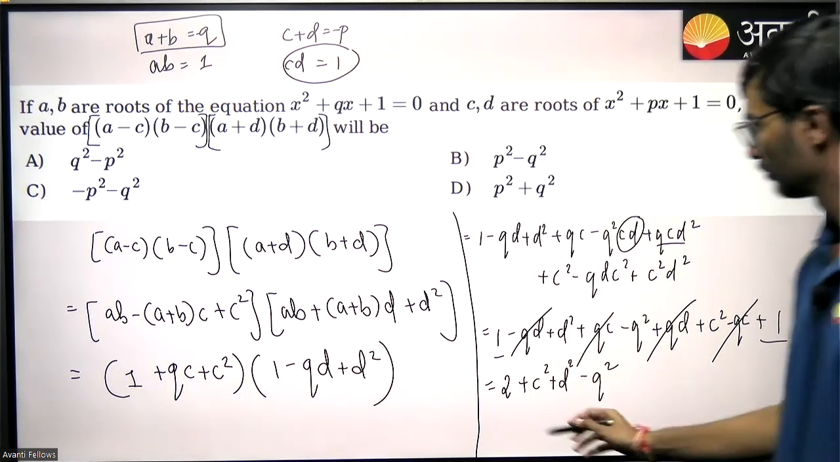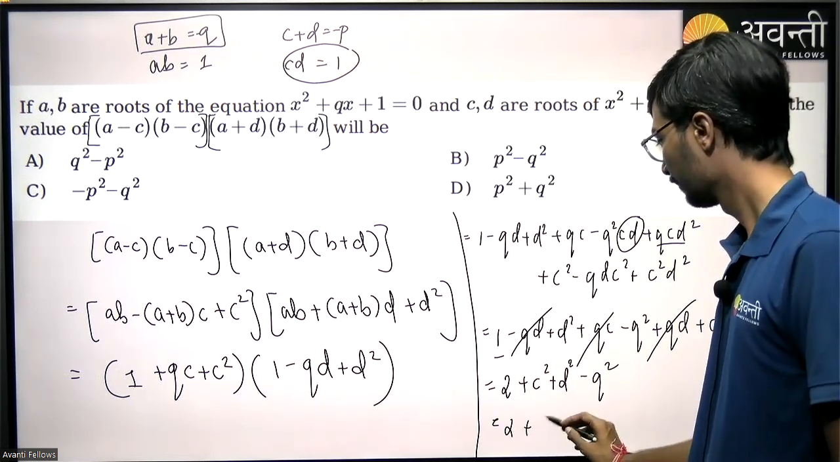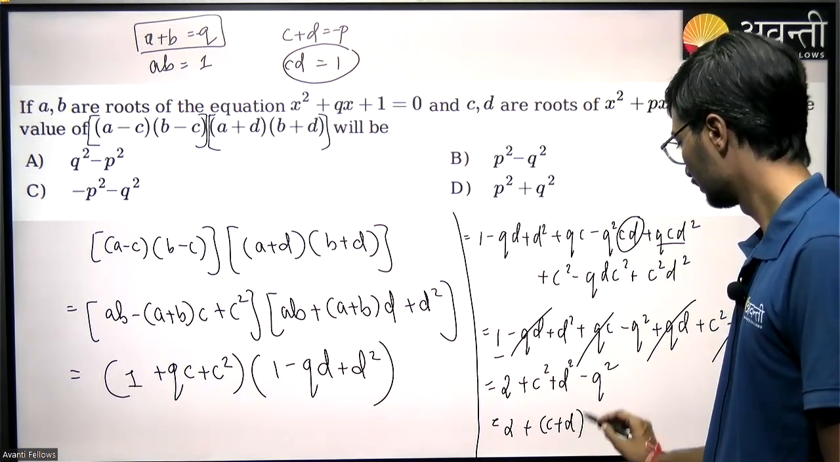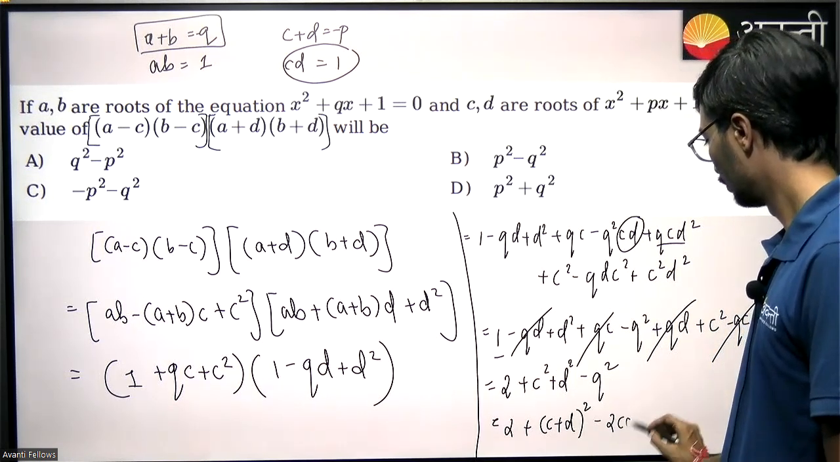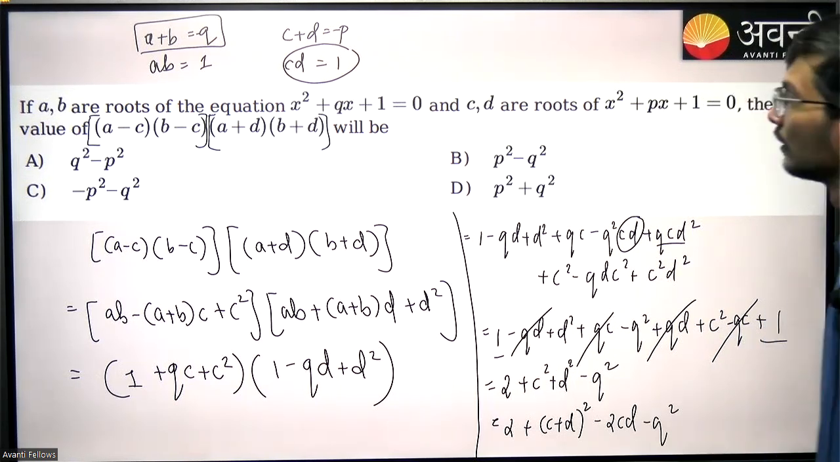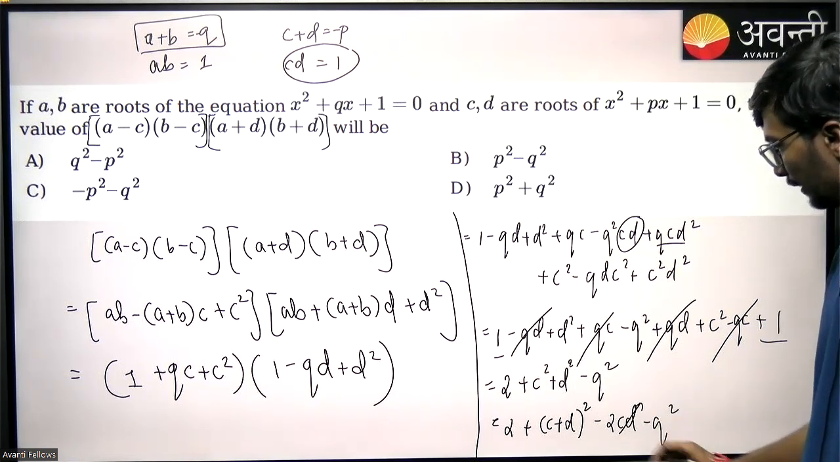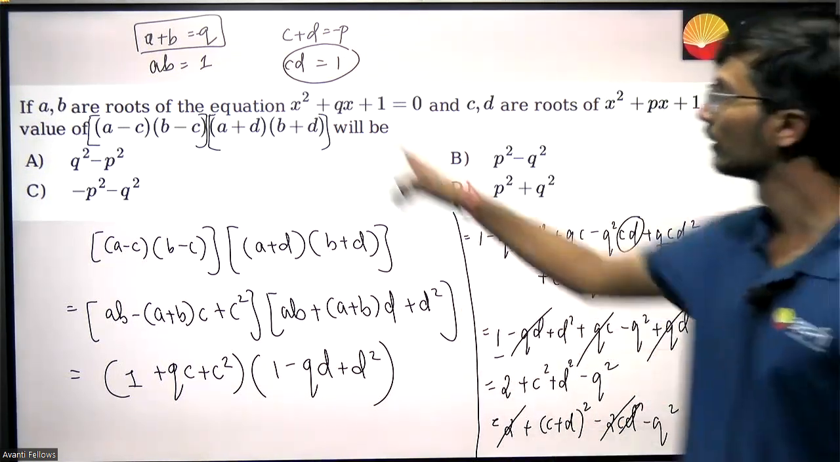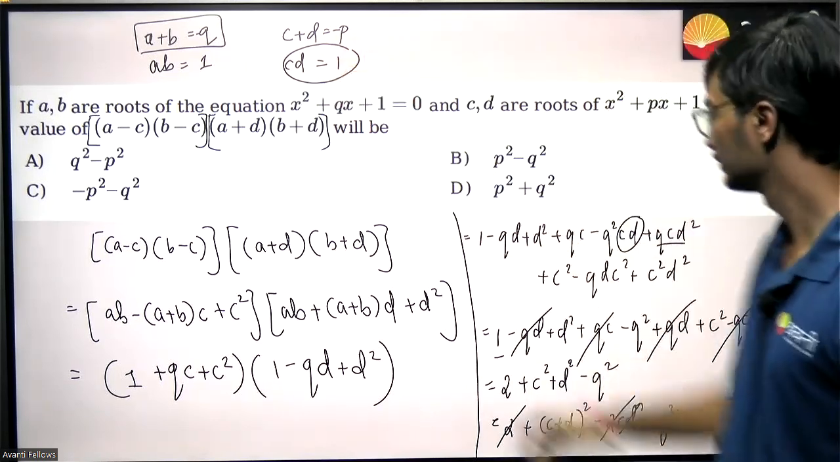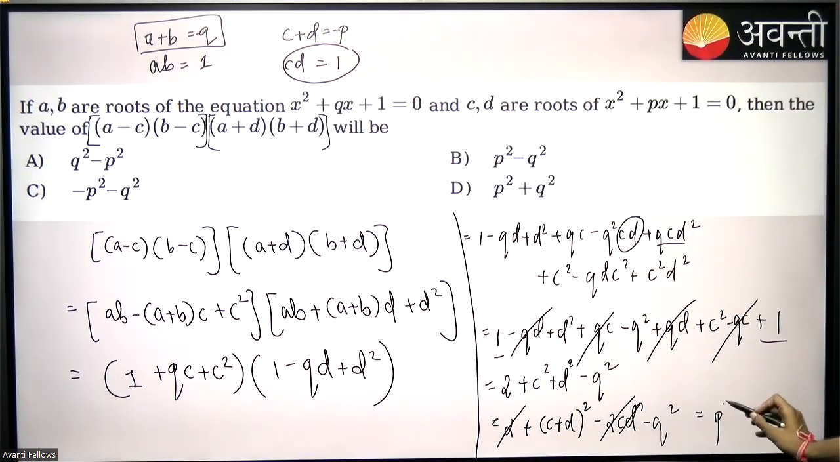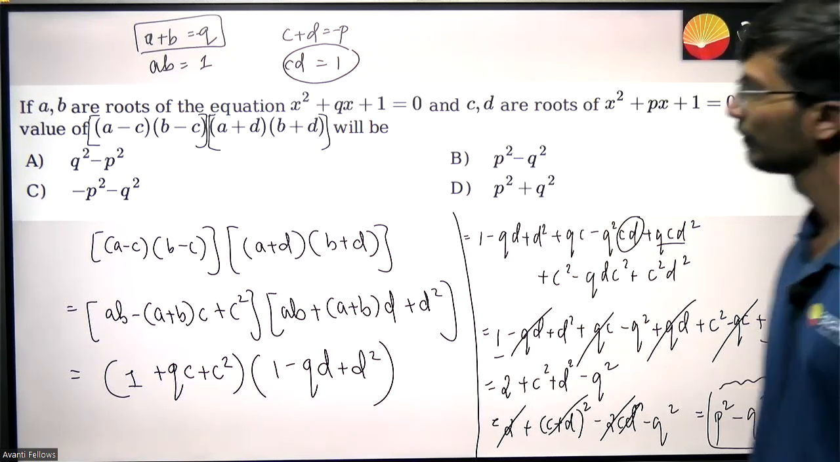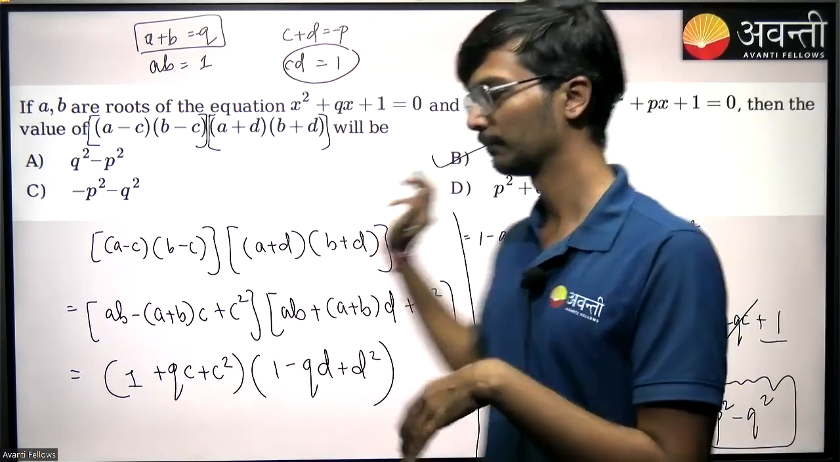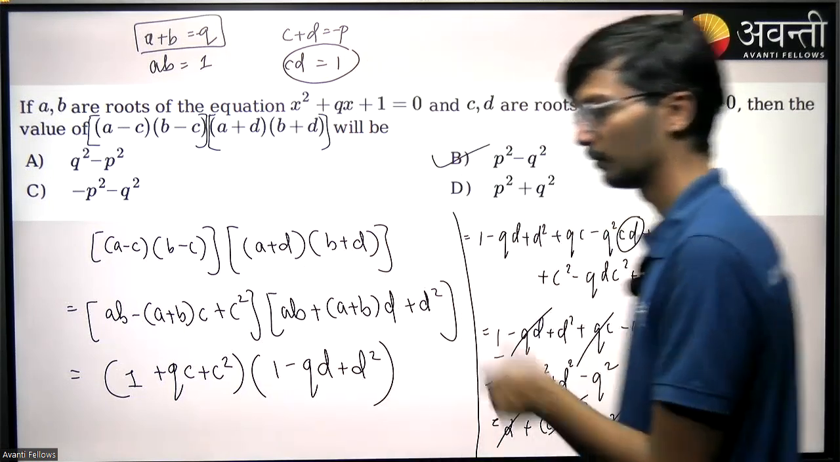Yeah. So now c square plus d square, I can write (c plus d) the whole square minus 2cd, minus q square. cd is equal to 1, and this 2 minus 2 will get cancelled. So I'll be left with (c plus d) the whole square. c plus d is minus p, so (c plus d) the whole square will be p square, and this will be p square minus q square. This is my answer: p square minus q square. Do we have any option? Yeah, it is option number B. Correct, guys. I hope you got it.